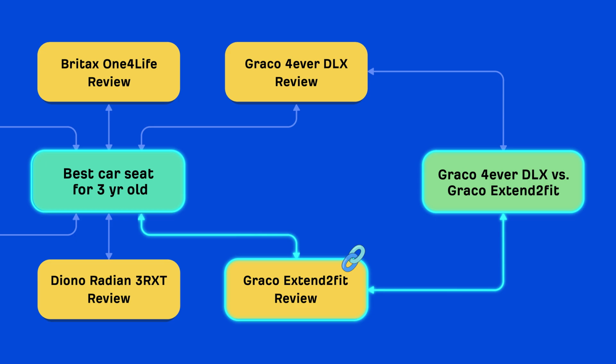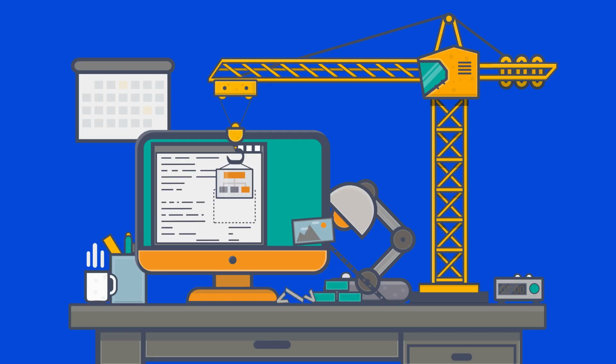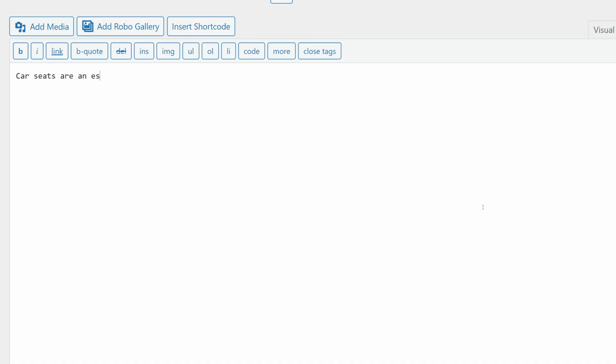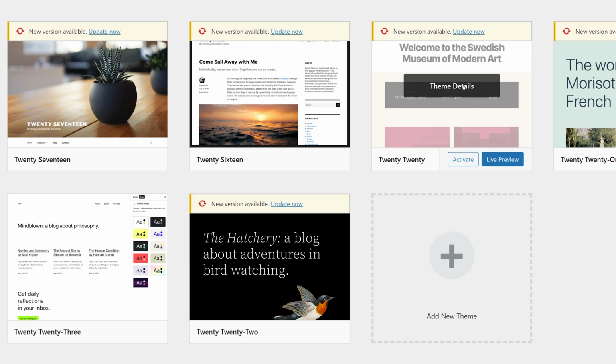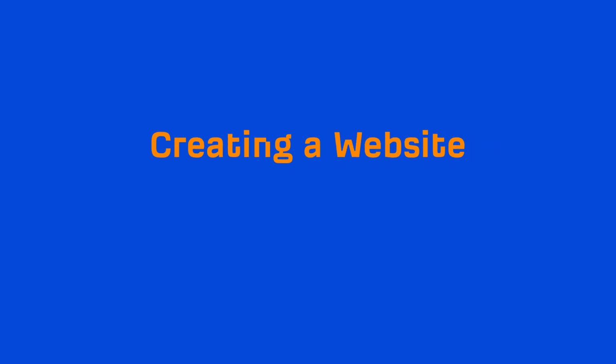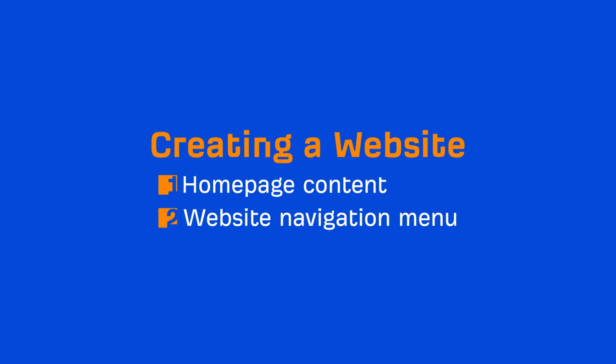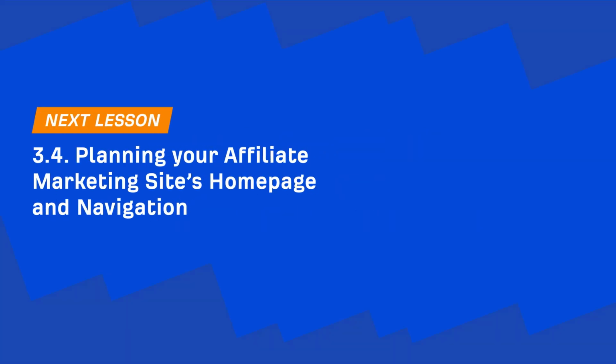Alright, so now that we've mapped out our content, we'll need to actually build out our site. And I won't go into how to create a WordPress blog or suggest specific themes, because a lot of that is entirely up to your preferences. But I do want to talk about two super important things related to site creation. And these are your homepage's content and your website's navigation menu. And that's coming up in the next lesson.